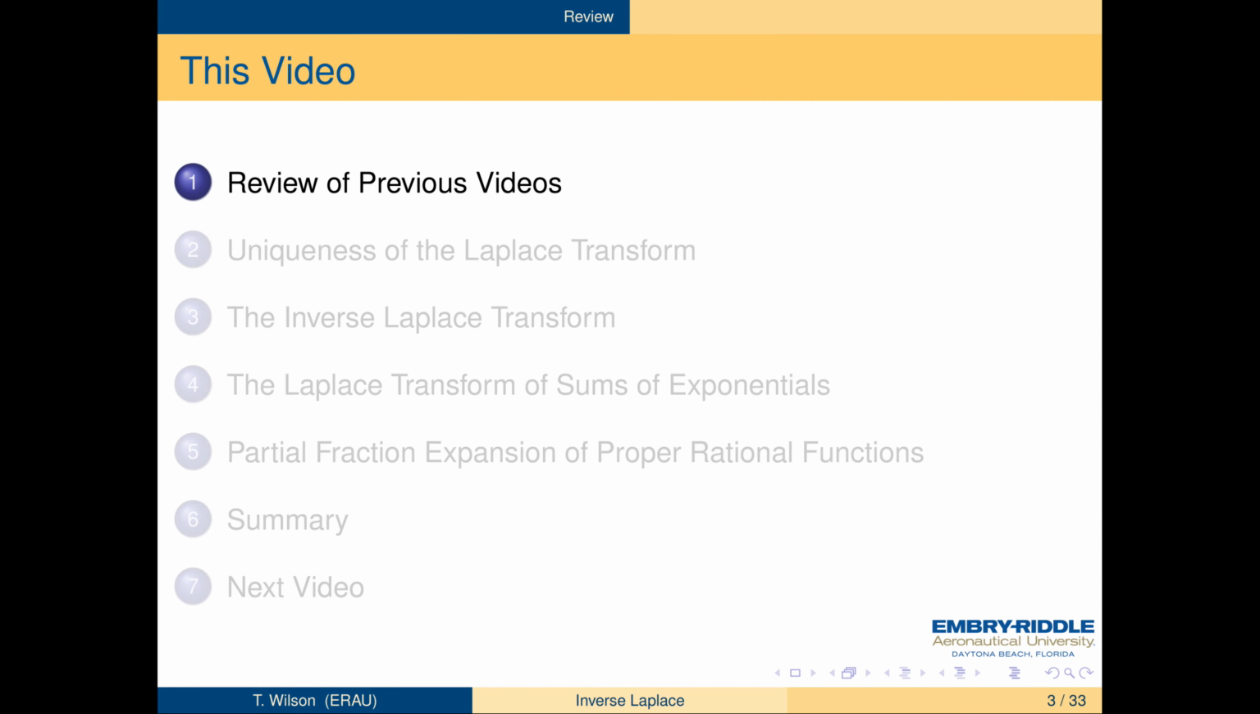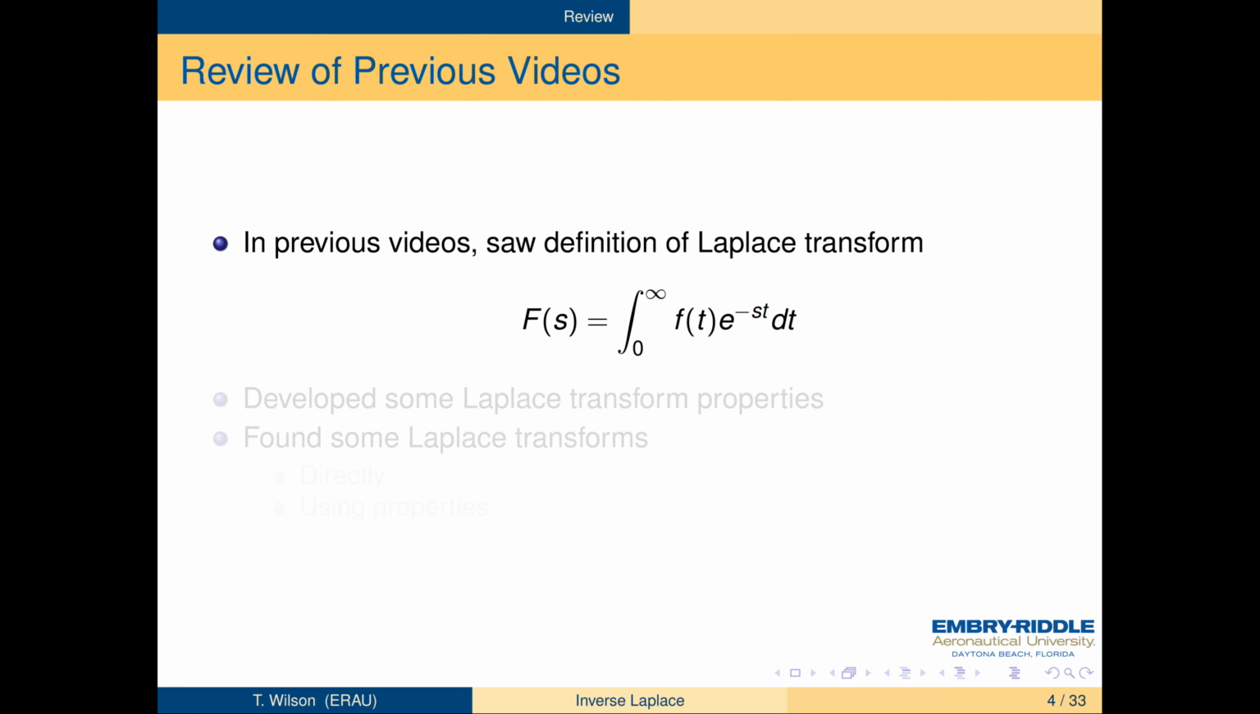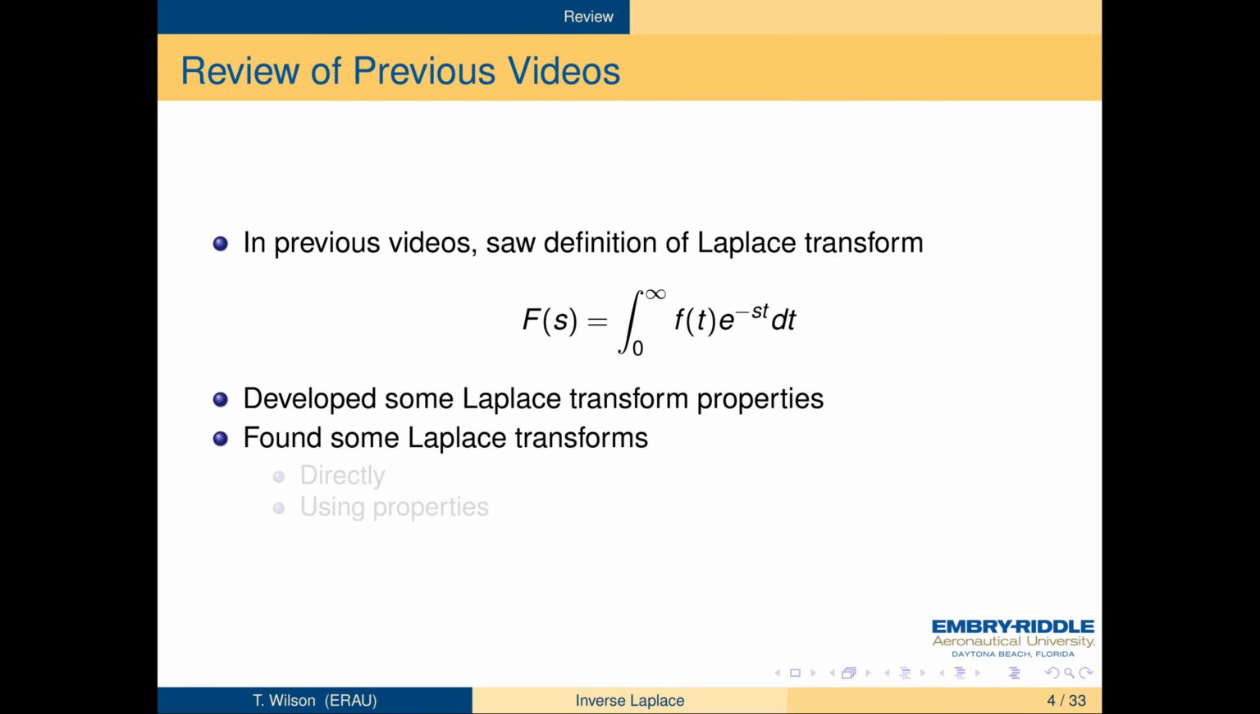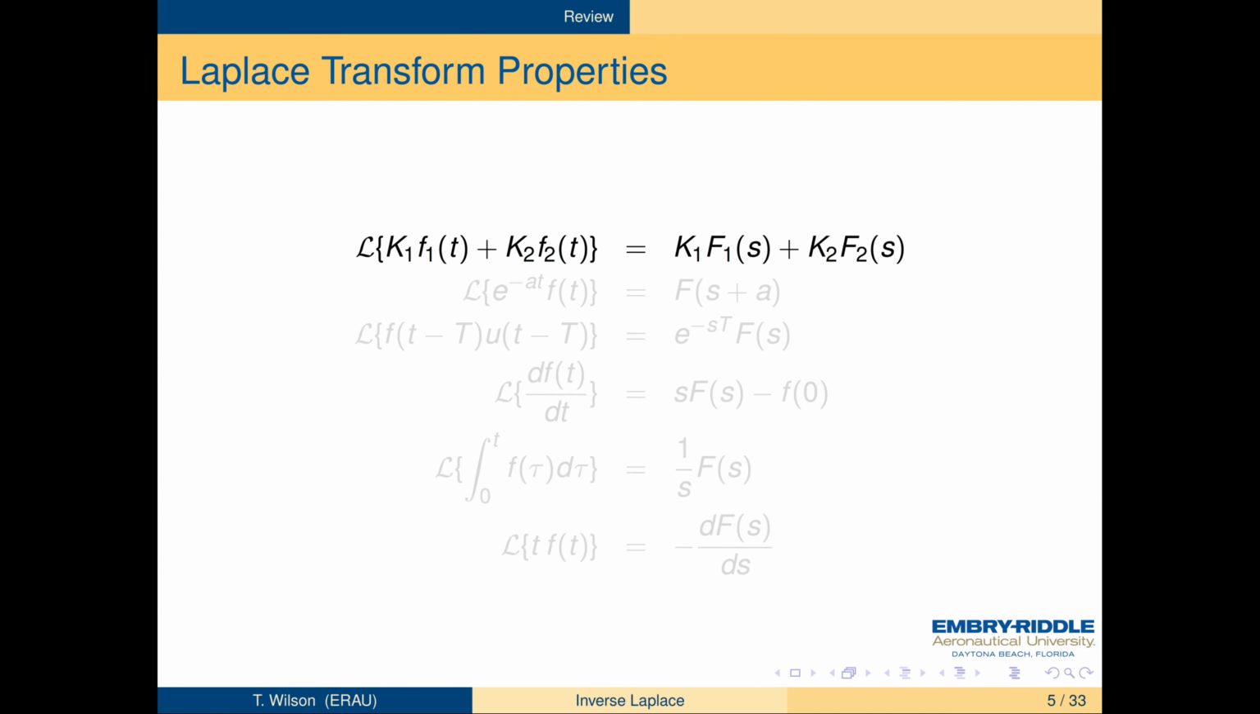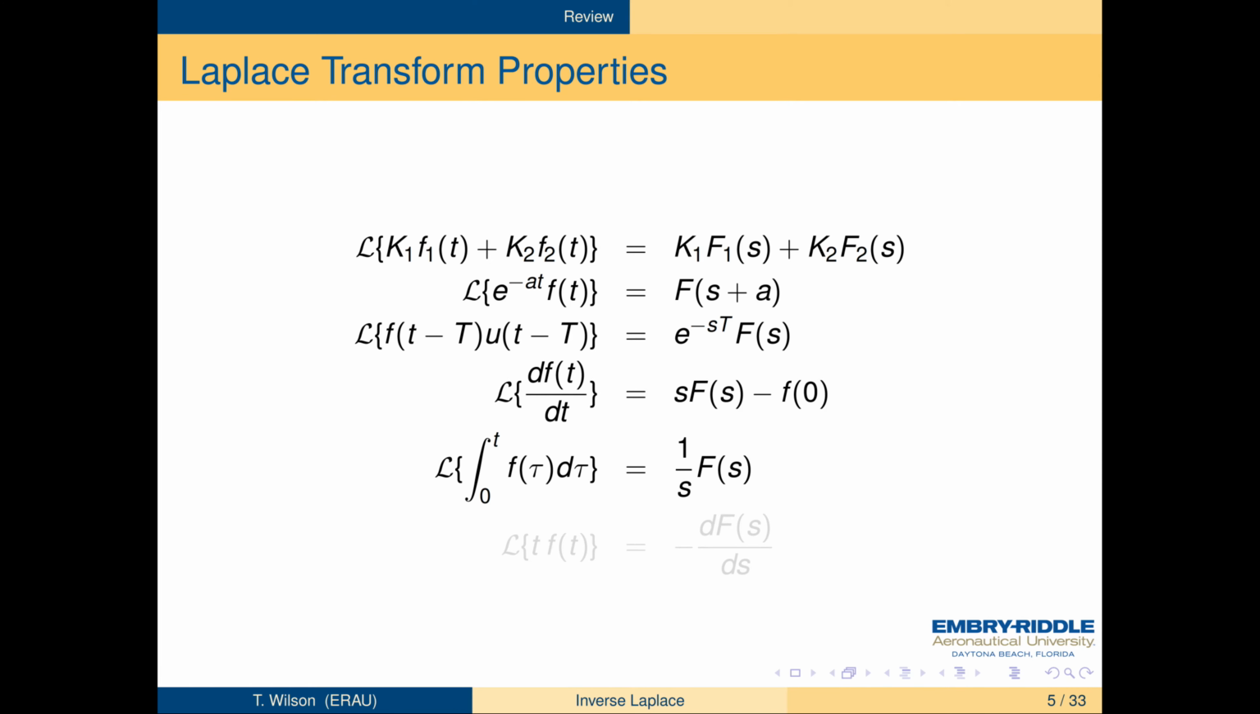Review of previous videos. In the previous videos, we introduced the Laplace transform, which was the area under the product of a function of time and e to the minus st between 0 and infinity. We developed some properties of the Laplace transform, and we found some Laplace transforms both by using the definition and by using Laplace transform properties. Among the properties we developed were linearity, the multiply by e to the minus at property, the delay property, differentiation, integration, and the multiply by t property.